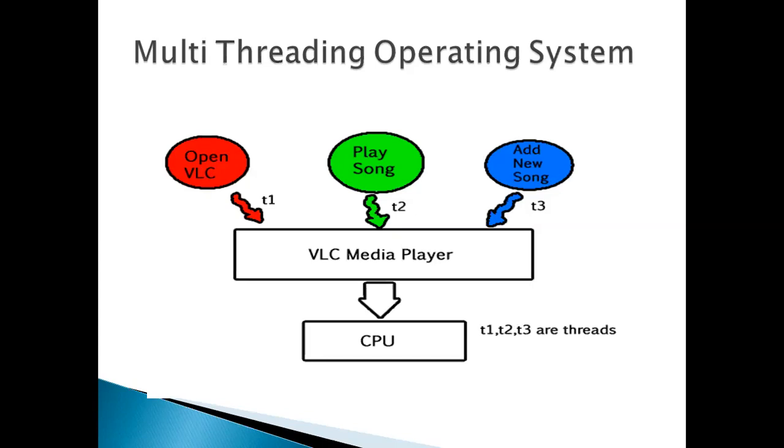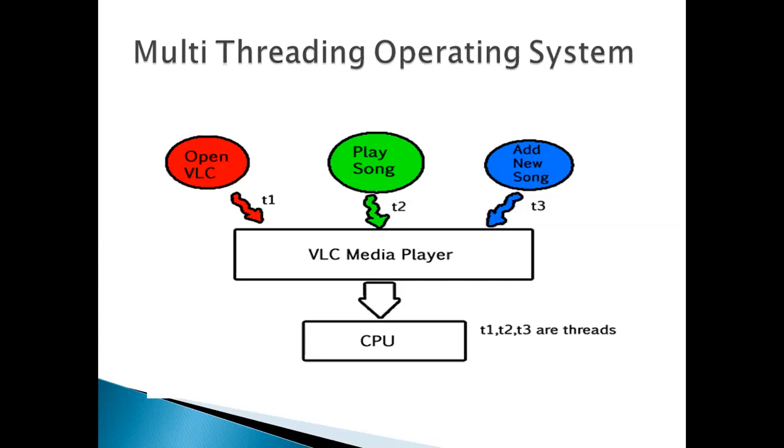Suppose VLC media player, this is one software. So what would be the smallest threads in this? Opening VLC is one thread. Playing a song is one thread. Adding a new song is one thread. Increasing volume is one thread. Changing genre is one thread. So the smallest part of a program is called a thread. If I talk about one app, one application or one software, the different things we can perform in that software are called threads.